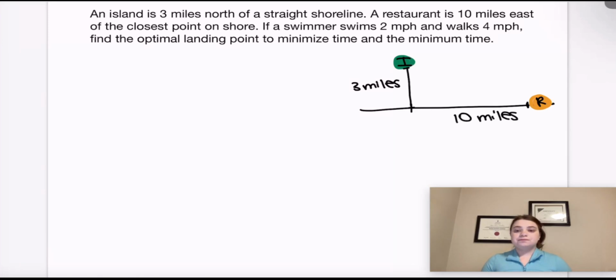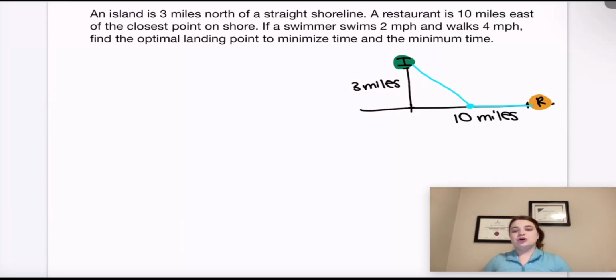Okay, very good. So first, I'm going to talk about what path we're going to take. So essentially what's going to happen is we're going to start at the island. We're going to go this way, to some amount here. We're not sure exactly where. That's what we're trying to figure out. And then we're going to walk the rest of the way. So of course, the shortest path in terms of distance would just be to go directly there.